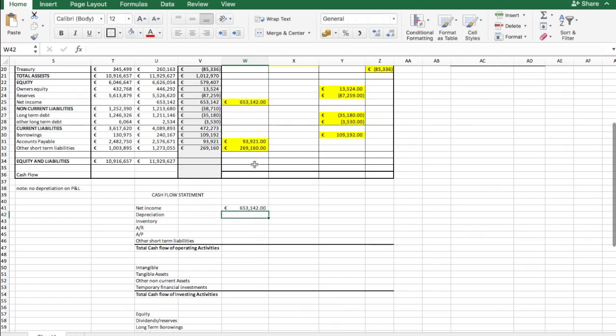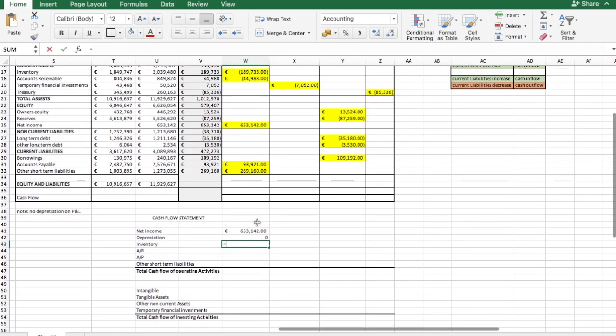And depreciation, it's a special number because in the P&L, it's in the expenses, but actually it's not a cash outflow. We don't pay for it. So we have to add it back to the net income, right? And in this case, in the note, we said that there was no depreciation. So it's just zero. But if it was the case, just add the depreciation.